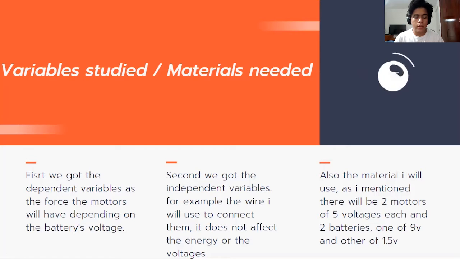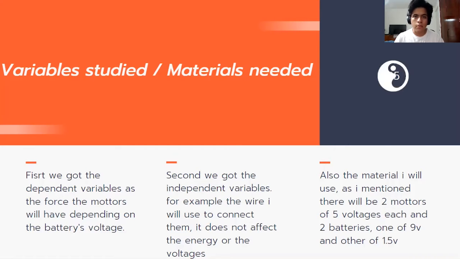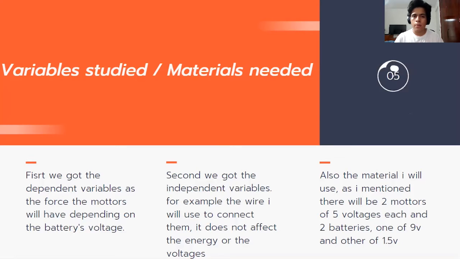The second variable is the independent variables. For example, the wire I will use to plug my motors to the batteries will not affect anything in the rotation or in the voltages. The power the batteries will produce to rotate the motors will not affect anything. So this is my independent variable.